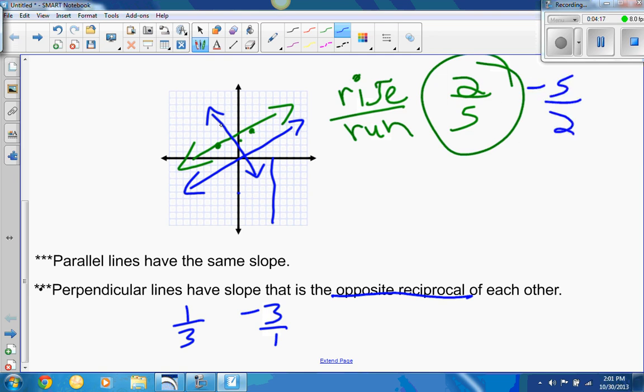Now, is it actually going to work? I don't know, because I drew it kind of crooked, right? I would have to make sure it was exactly 90 degrees to be able to tell, okay? But if that is perpendicular, this should be the slope for it, because it'd be the opposite of this and the reciprocal of it.